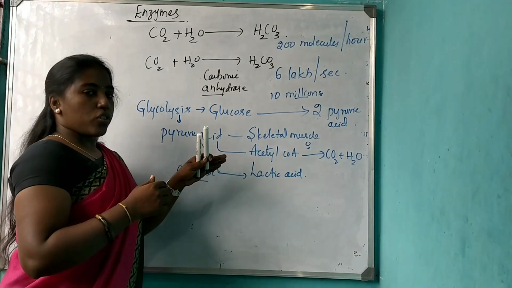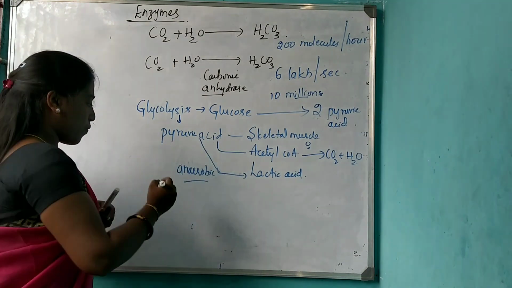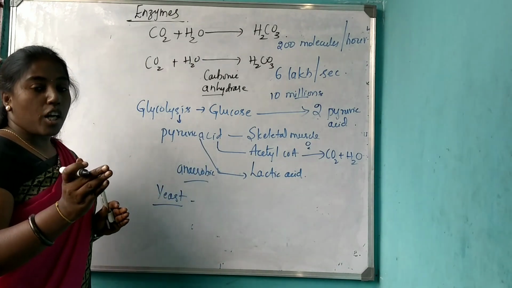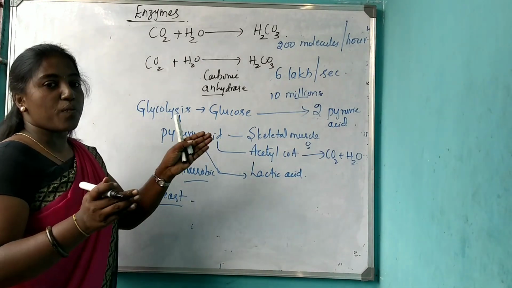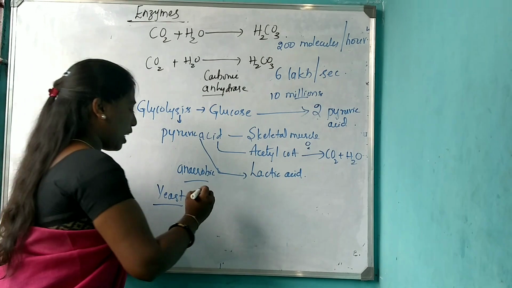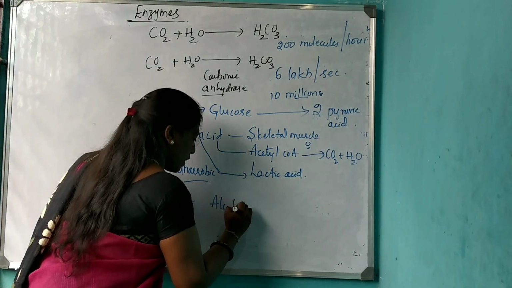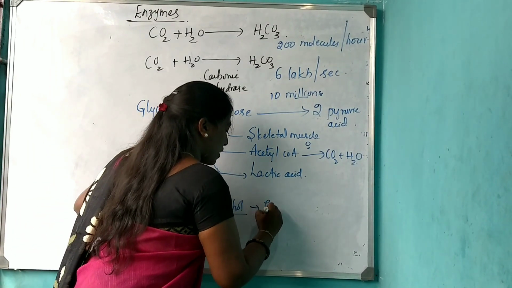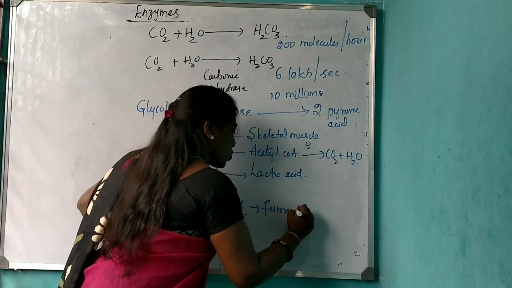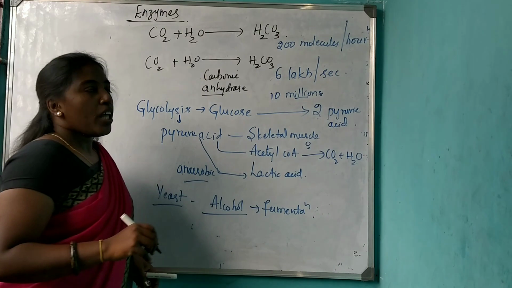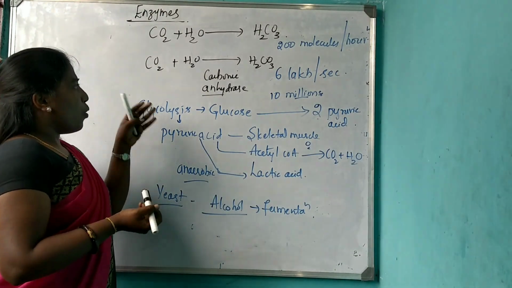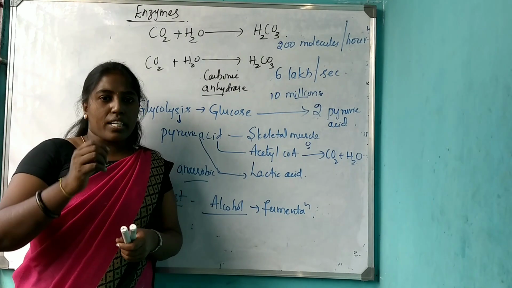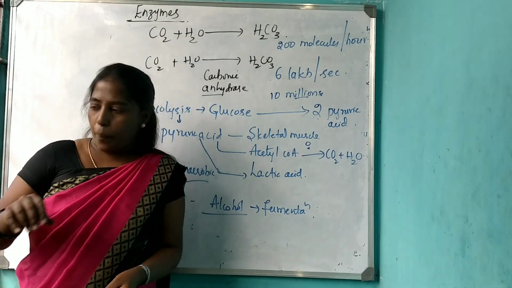The same reaction in the case of yeast: under anaerobic condition, pyruvic acid will be converted into alcohol. This process we call fermentation. Okay, so this is regarding the glycolysis metabolic pathway. Let us see some questions related to the topic.